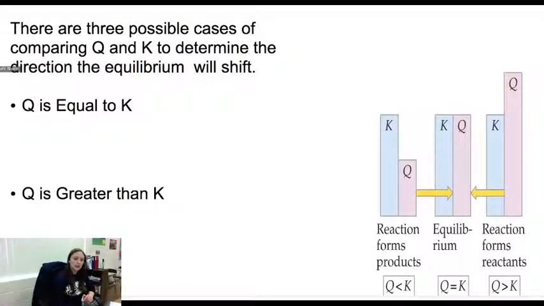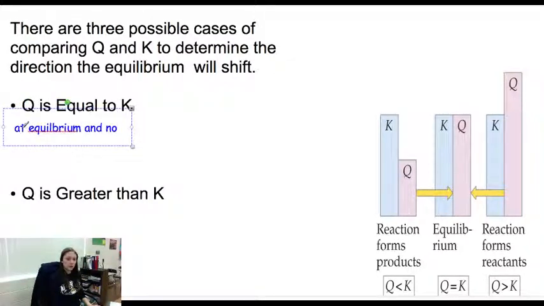Now, if Q is equal to K, then that means it is at equilibrium, and there's going to be no shift. That means my K and my Q are equal. So what I have right now is equilibrium, because my initial concentrations are what my equilibrium concentrations should be. So it's not going to go anywhere.